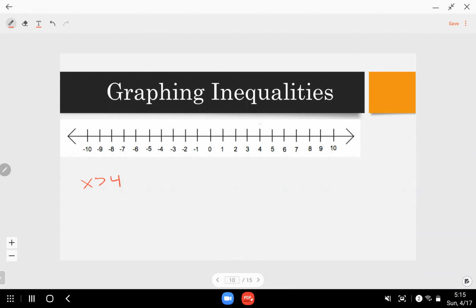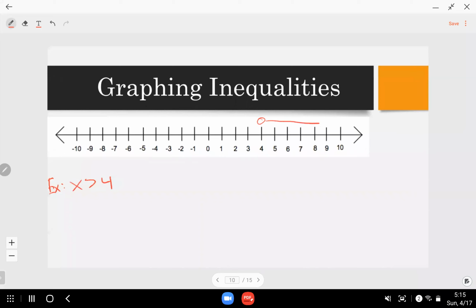So we put our point on 4, which is an open circle, right? I'll talk about that later, whether it's open or closed. And since our example equation is x is greater than 4, our arrow is going to be to the right of 4. That's how we know.